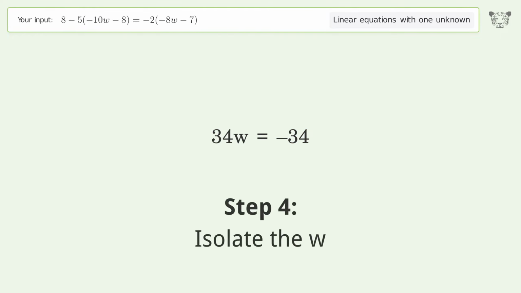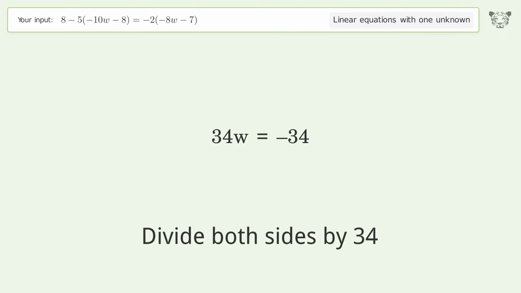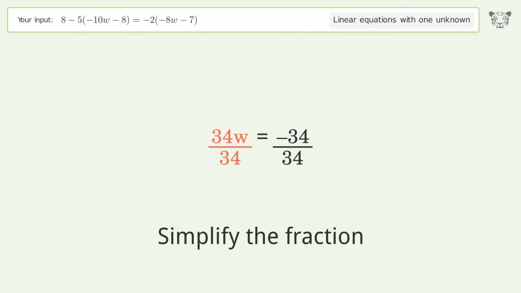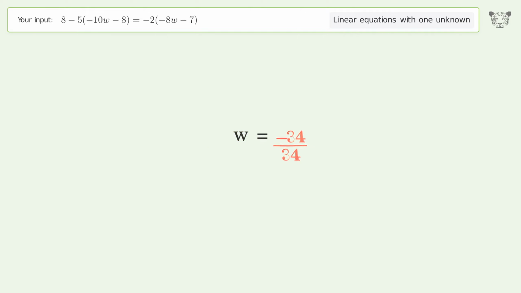Isolate the w. Divide both sides by 34. Simplify the fraction. And so the final result is w equals -1.